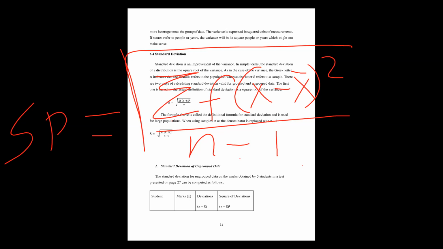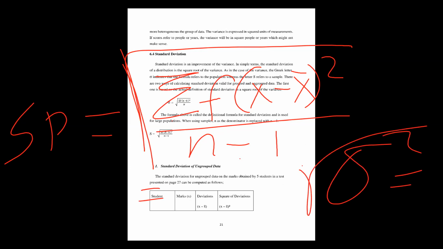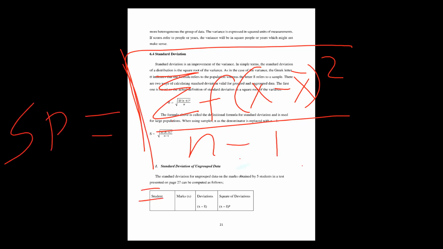So once you find your variance and you square root the variance, what you find is the standard deviation. If you don't square root the variance that you find, that is called the variance. But once you square root it, that will be called the standard deviation. That's how you find the standard deviation of the grouped data, especially when you're using the sample.